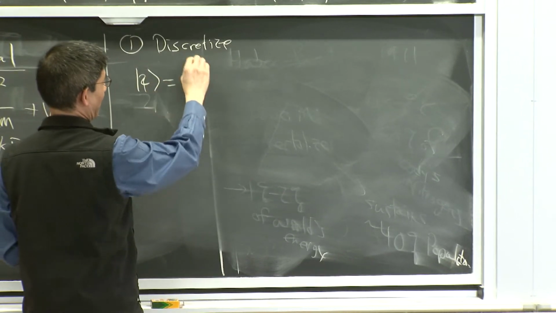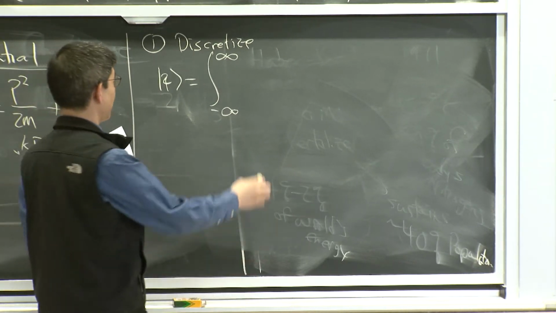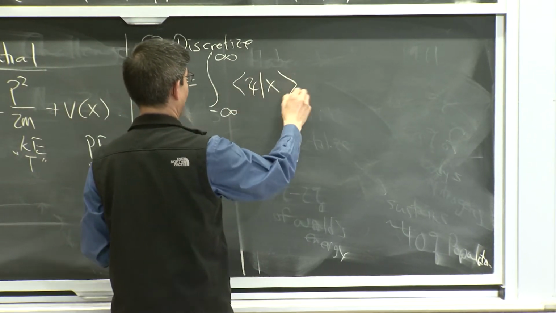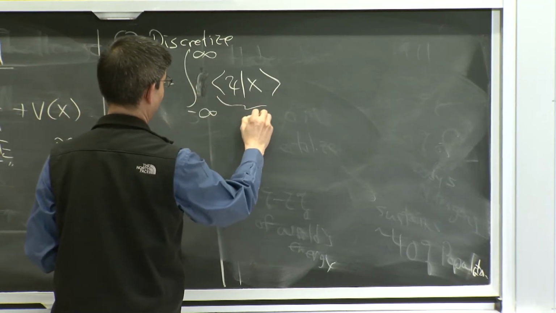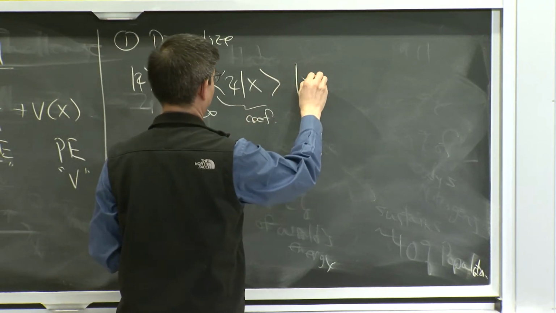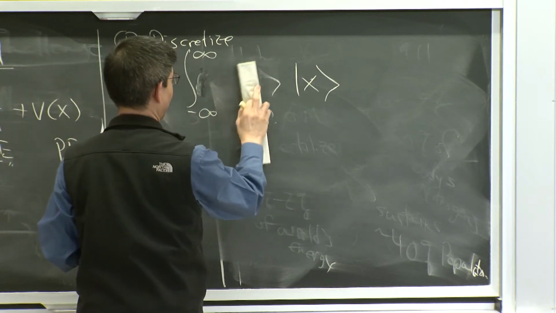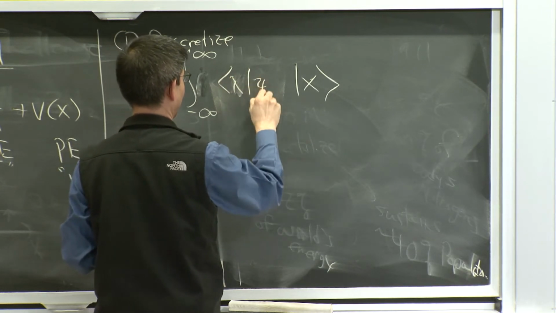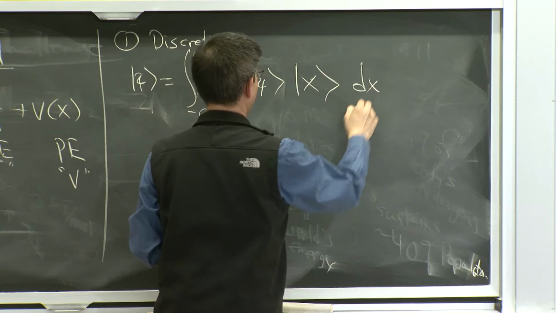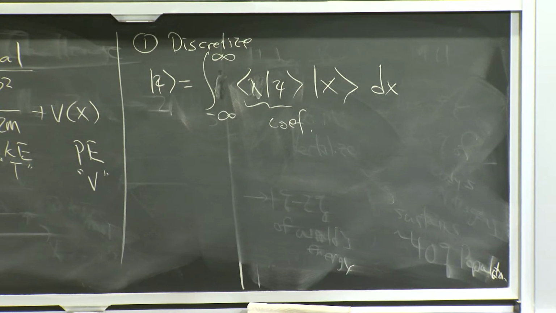So normally we'll have some continuous set over the infinite one-dimensional axis. So you can imagine that these are some coefficients that you have, and I have this complex conjugated, dx. So this is now expanded into eigenbases of position x.